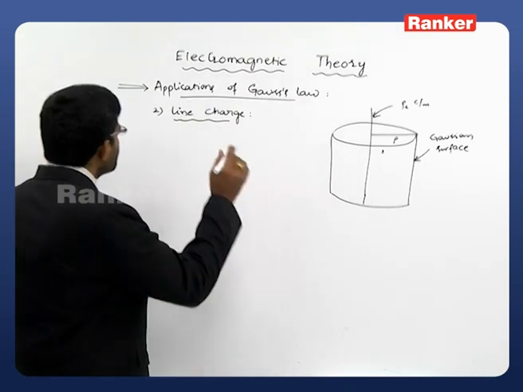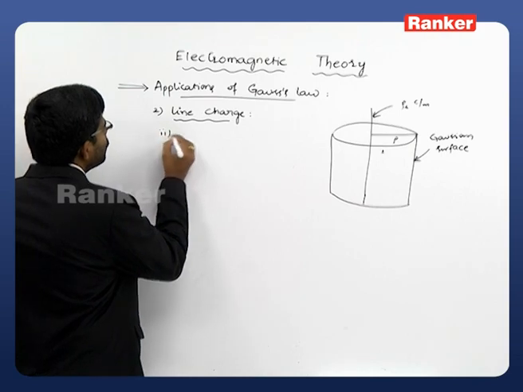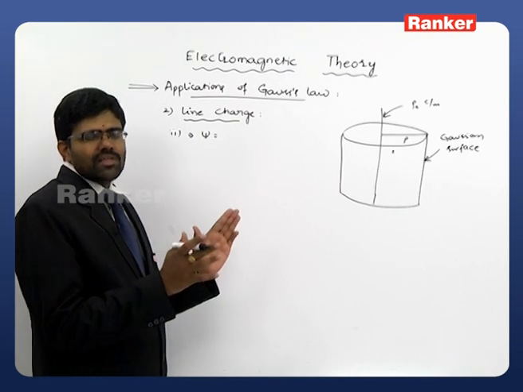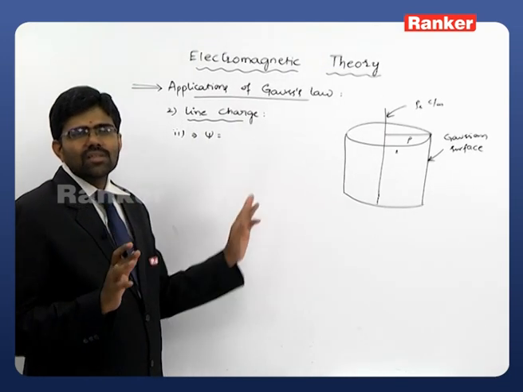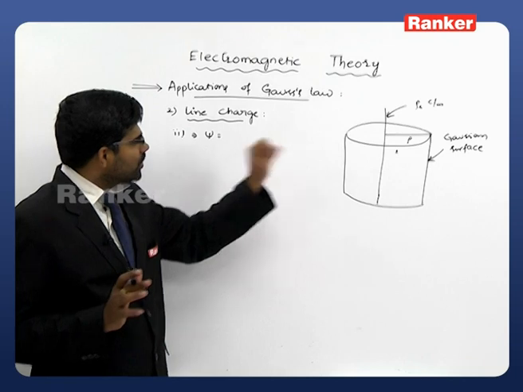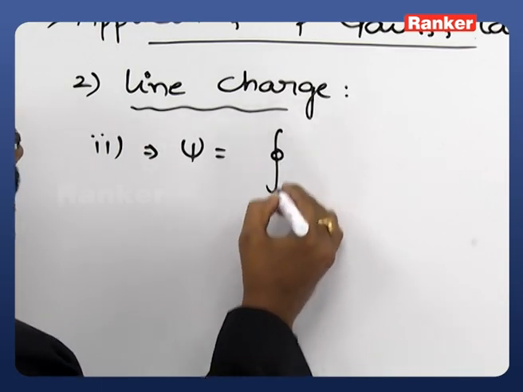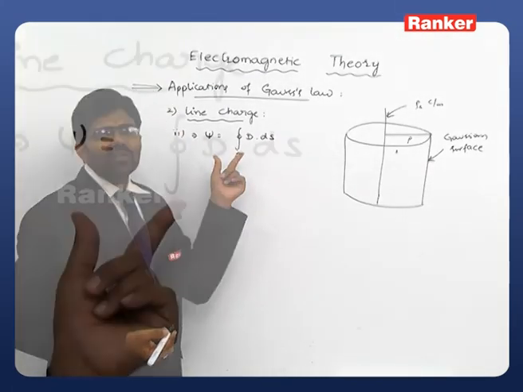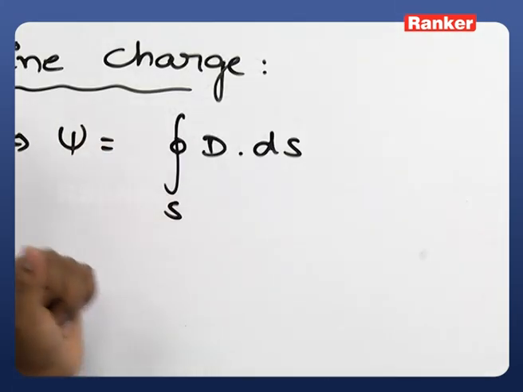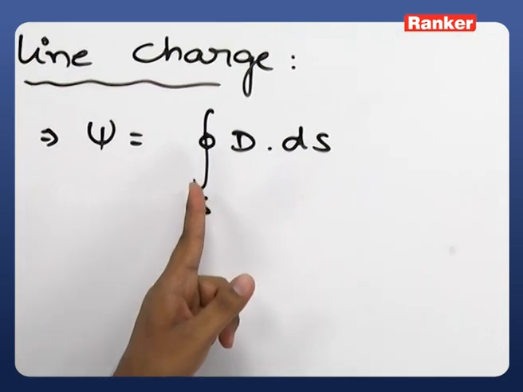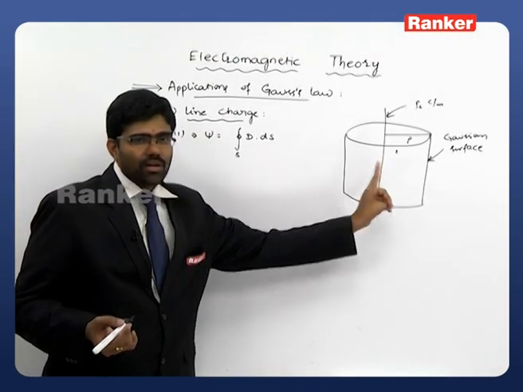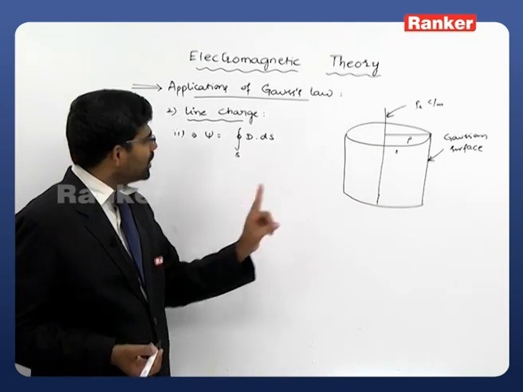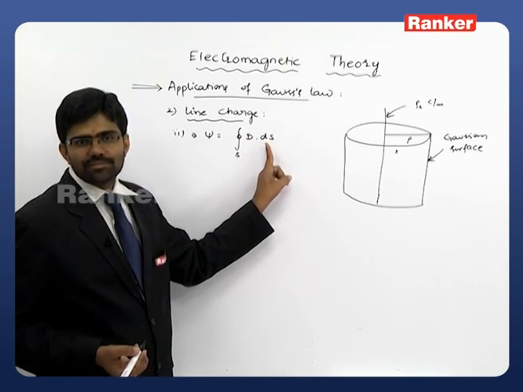So step 2 is the total flux leaving through the surface, that is psi. As we already know, psi can be calculated using one and only formula, the closed integral of D dot dS. Since it is a closed surface, the integral of D dot dS will give us the total flux leaving through that particular surface. Now how many surfaces are there? Once again, 3 surfaces: one curved surface, one top surface and one bottom surface. Now observe the direction of D with respect to these surfaces.